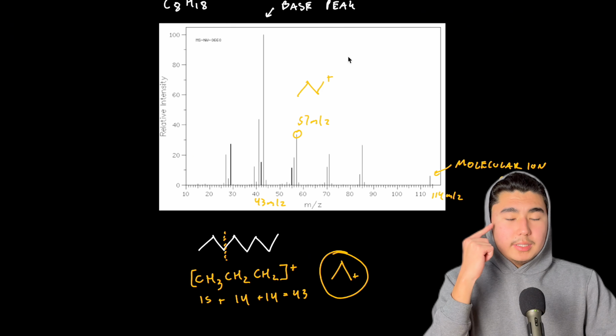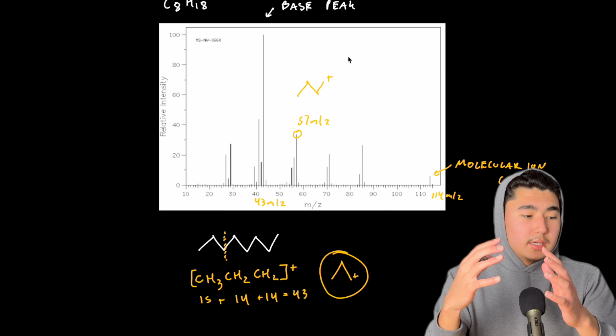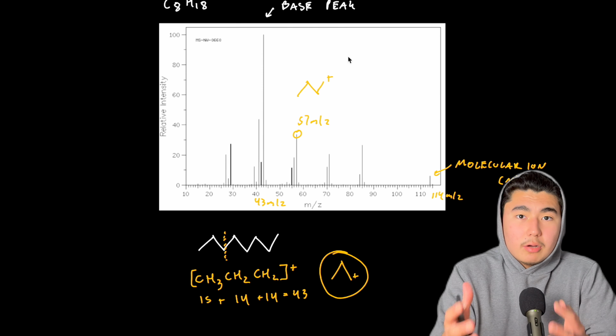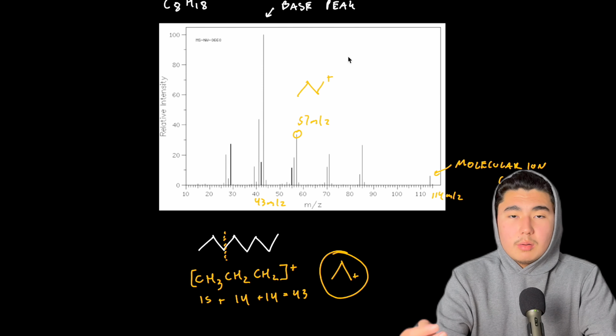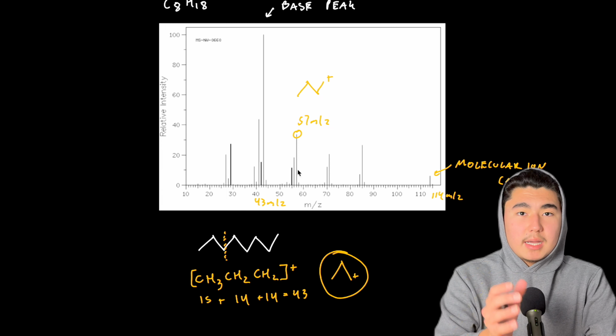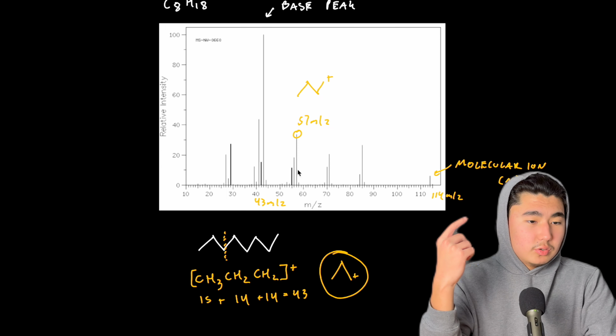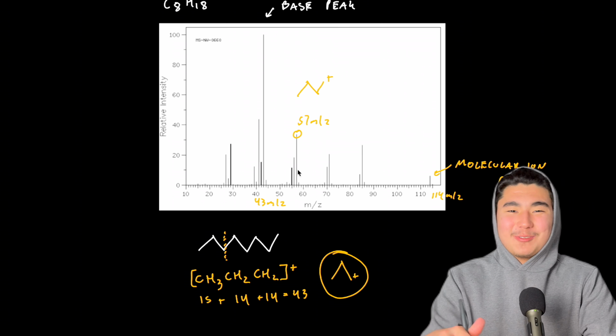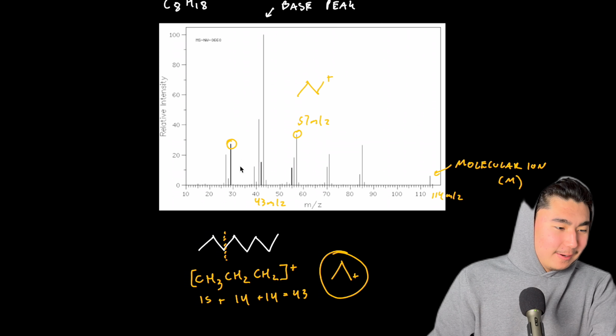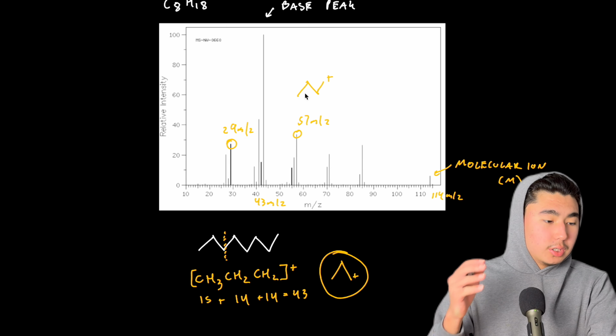So all you really have to do is draw out your organic molecule and count how many carbons you can get to this mass to charge ratio. And we'll just do one more, just for fun. So for this one over here, we're at 29 mass to charge ratio.